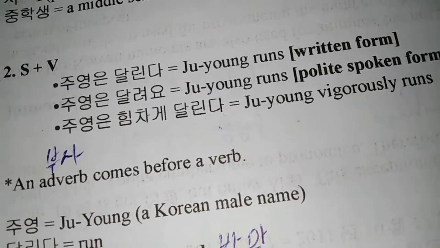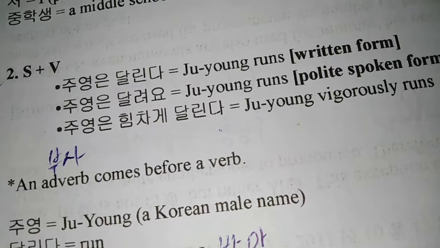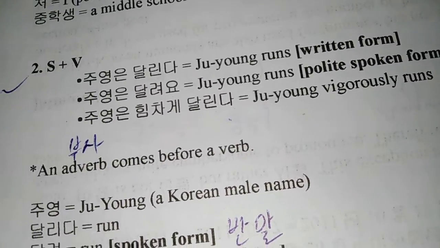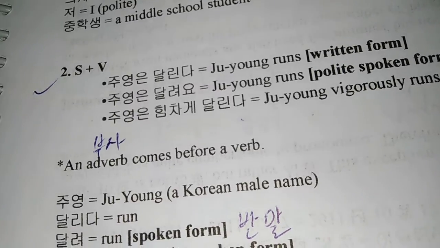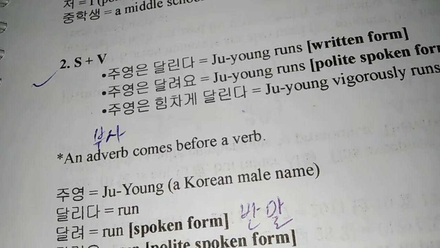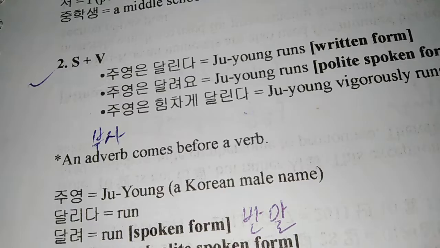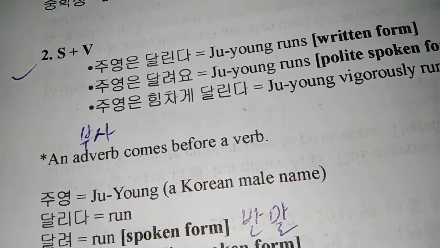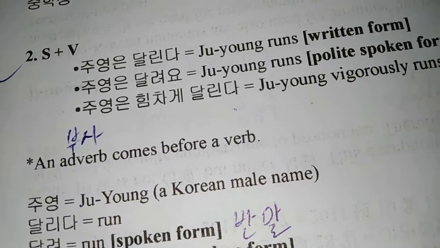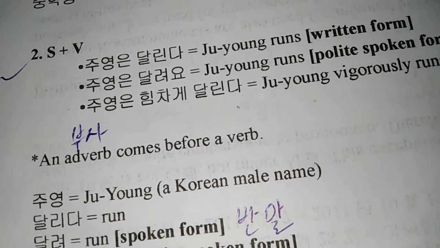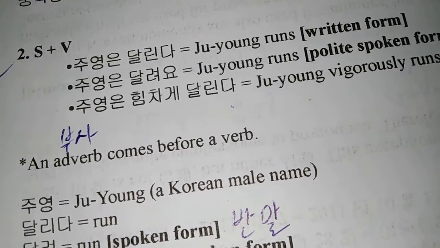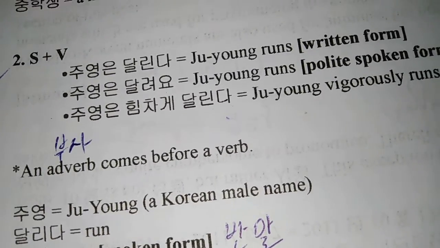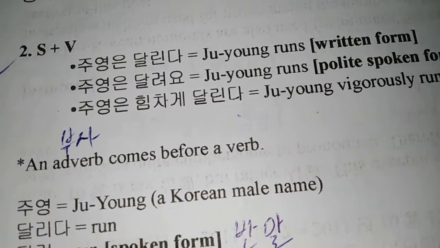마시다 means drink. 마신다 is drinks. Like that. 달리다 means run. So 달린다 becomes runs. 하다 means do. That 하다 becomes 한다 means does. So like that, the s form of the verb, you can say that when nian comes. So 주영은 달린다, Juyong runs. It is written here, it is a written form.